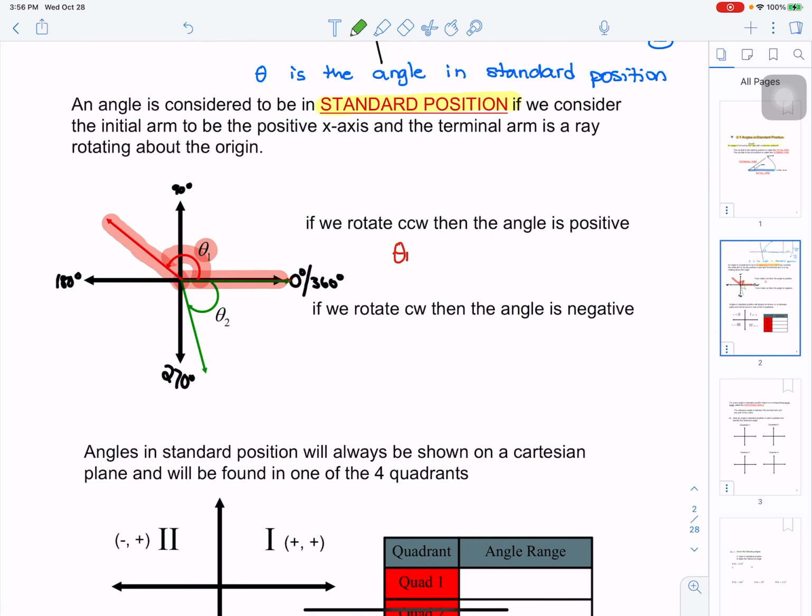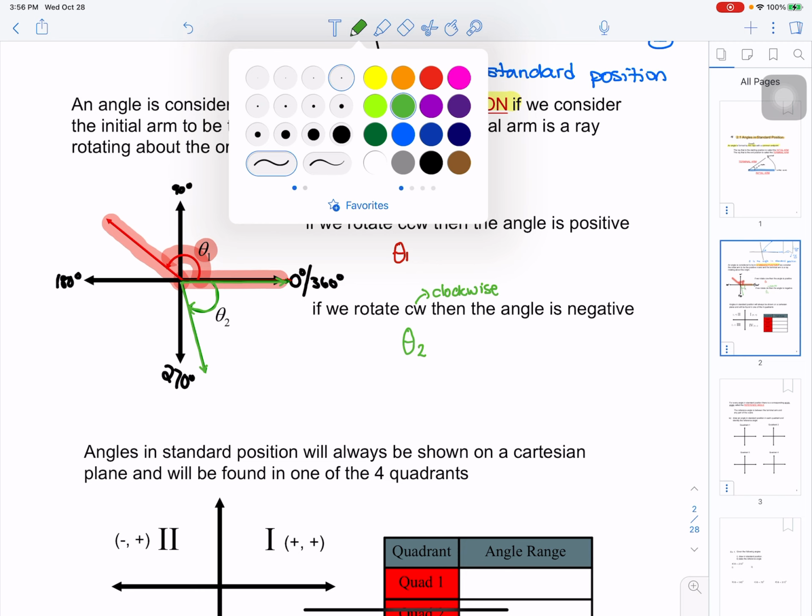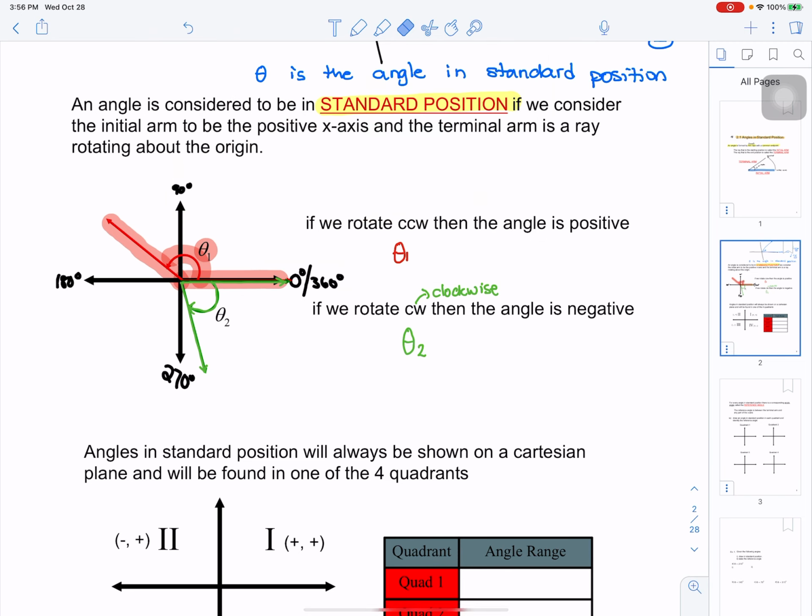Likewise, if I start on the positive x-axis and then move in a clockwise direction, and then I decide to stop my terminal arm here, then angle 2 is my angle, and it's going to be a negative angle because I moved in a clockwise direction. So again, CW is clockwise, and CCW is counterclockwise.